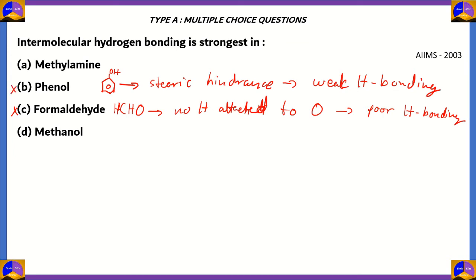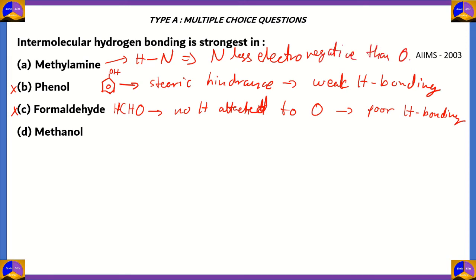What about option A, methylamine? So in methylamine, the problem is that the hydrogen is attached to nitrogen, and since nitrogen is less electronegative than oxygen, the hydrogen bond by the methylamine is actually quite weak. So therefore option A is incorrect.